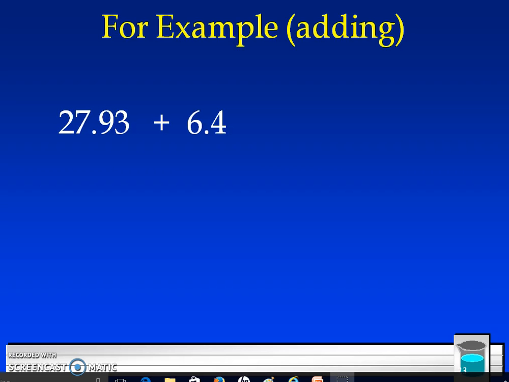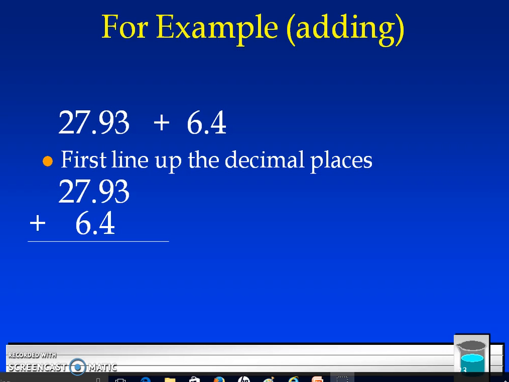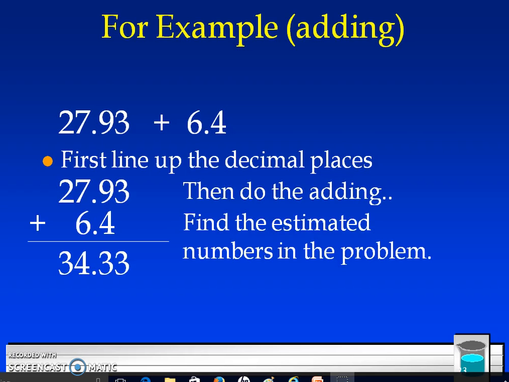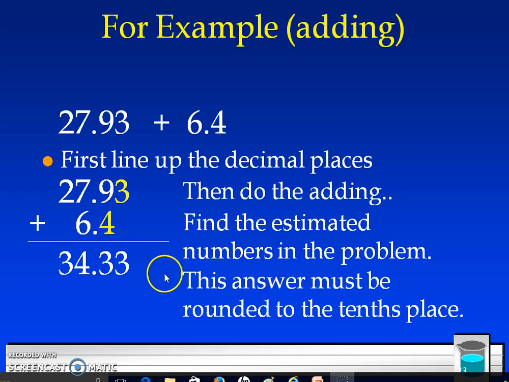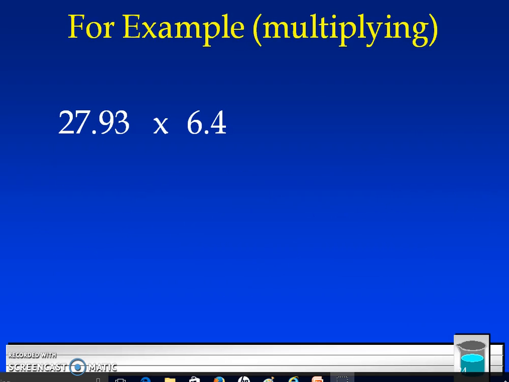We're adding these two numbers. I like to line up the decimals. Sometimes that's the easiest way to do it. Do the adding. Now, find the estimated number in the problem. So your last decimal would be your estimated decimal. So here we have 2 decimal places. Here we only have 1. So the answer must be rounded to the 10th place. We got to get rid of that last number there because we only have 1 decimal place in this number. Our answer can only have 1 decimal place.